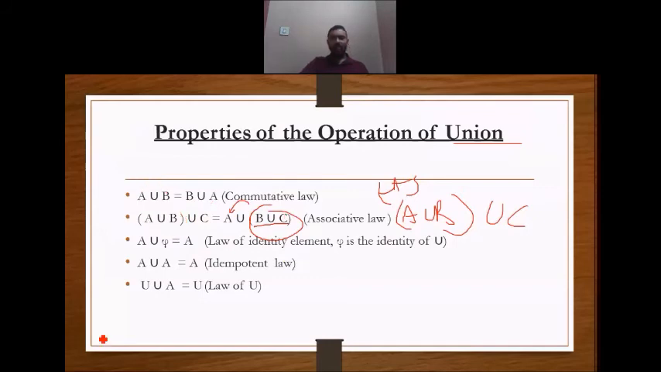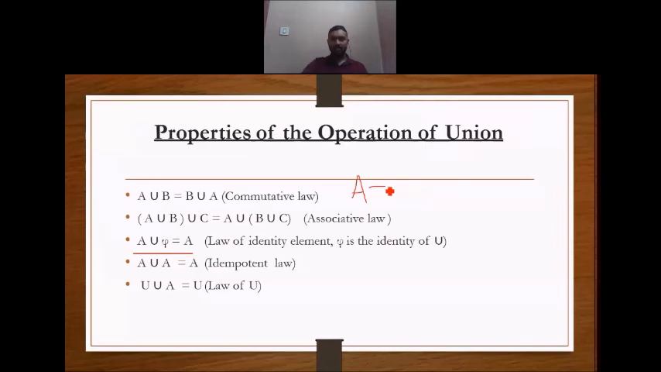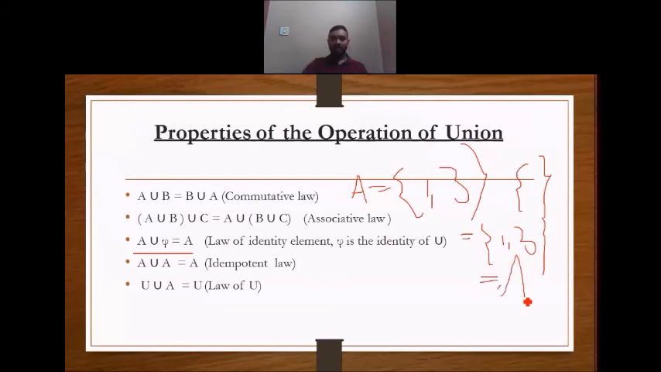Next, A union empty set. What do you get if you combine any set A with the empty set? For example, take the set {1, 3} and the empty set. When you combine these two, what is the union? It is 1, 3, because there is no element in the empty set. This is nothing but A. So A union empty set is A. Next, A union A is always A. If you combine the set A with itself, you get the same set A because elements cannot be repeated.